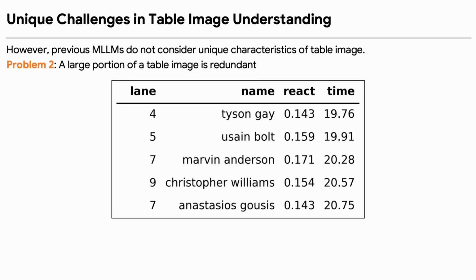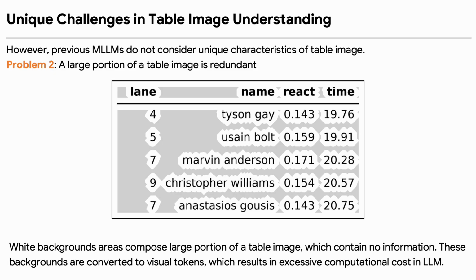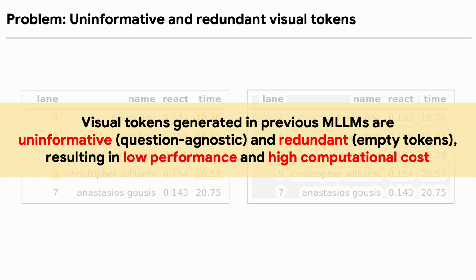The second major issue is that a large portion of a table image is mostly redundant. Specifically, white background areas in an image compose a large portion of a table image and contain no information. As you can see, highlighted in the image, these gray areas are mostly useless. In previous MLLMs, these backgrounds are also converted to visual tokens, which results in excessive and unnecessary computational costs, considering the quadratic complexity of LLMs regarding the number of input tokens.